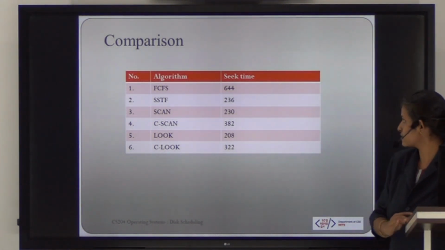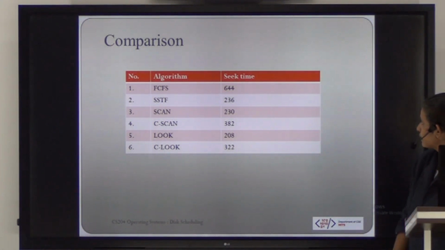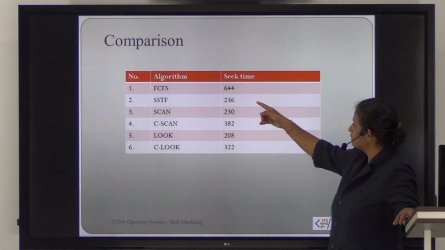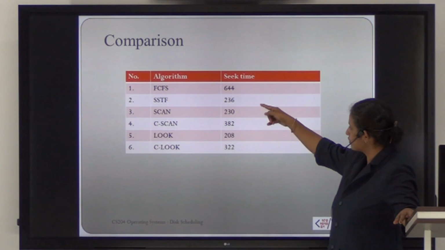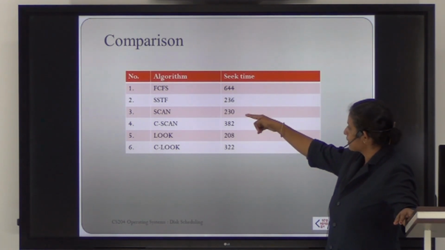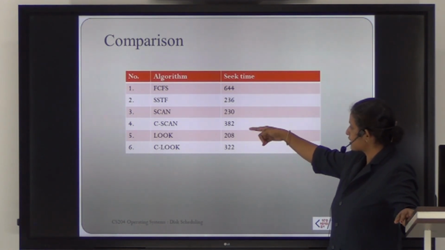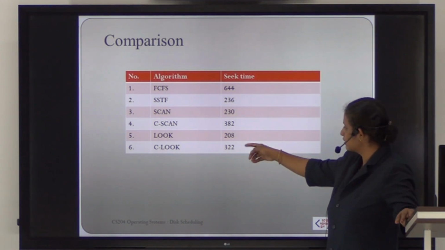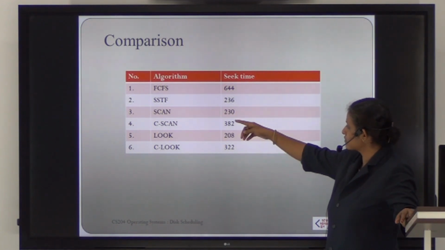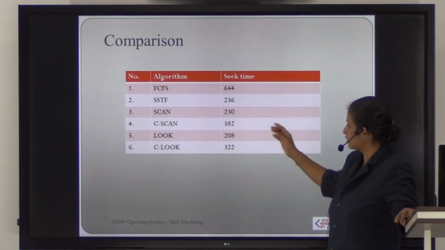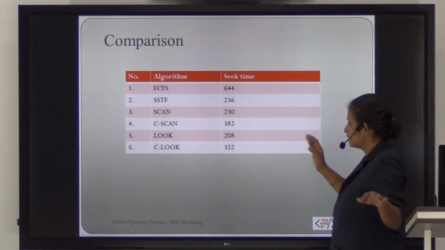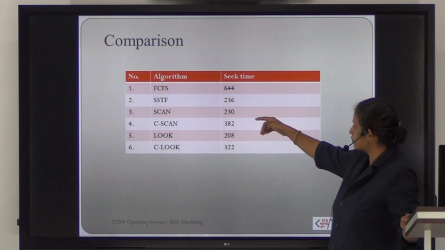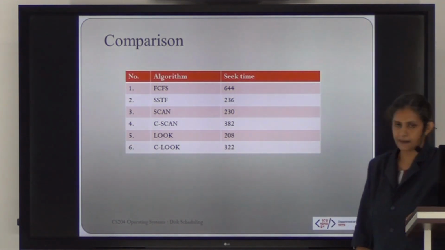Then here is the comparison of the different algorithms. In FCFS the seek time, the number of movements, was 644, then SSTF relatively goes down to 236, scan 230, C-scan 382, look 208, C-look 322. And in the case of C-look and C-scan, it takes the full width of the disk, so it becomes a comparatively higher number compared to scan and look.